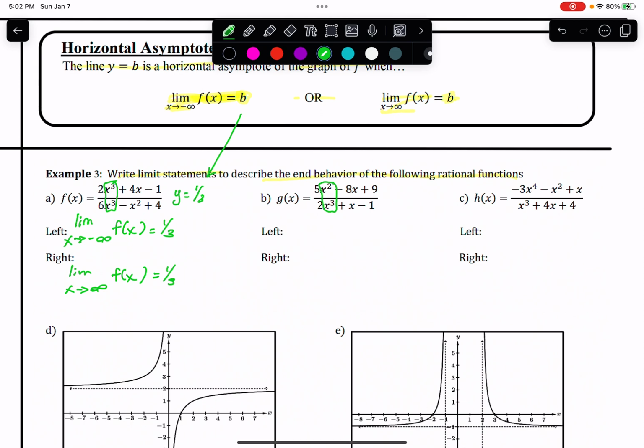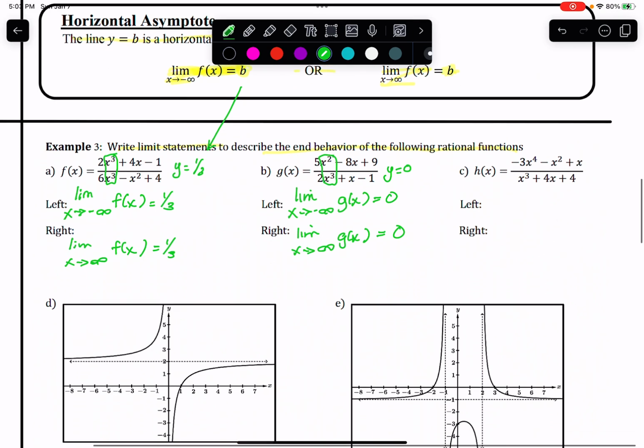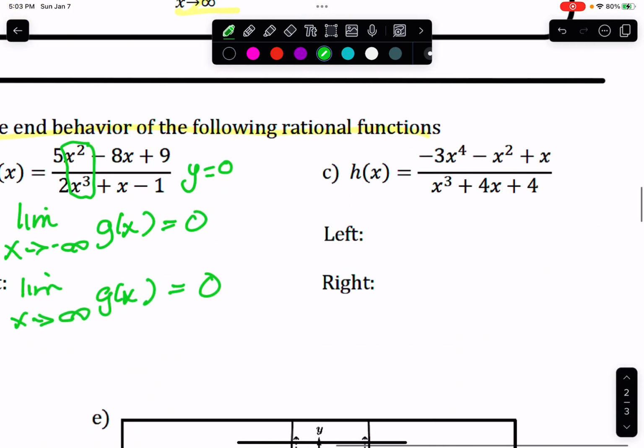Now let's look at what we have here. The degree on the denominator is larger, so we know we have a horizontal asymptote at y equals 0. So that means the limit as x goes to negative infinity of g of x is equal to 0, and the limit as x goes to infinity of g of x is also equal to 0. All right, so let's look at this third one because it's a little different.